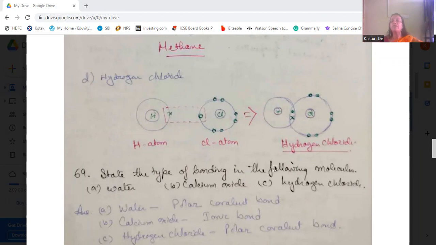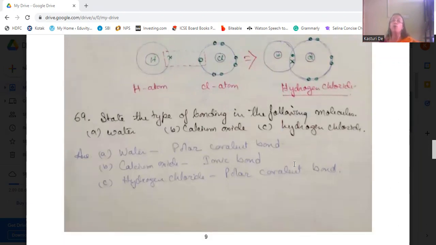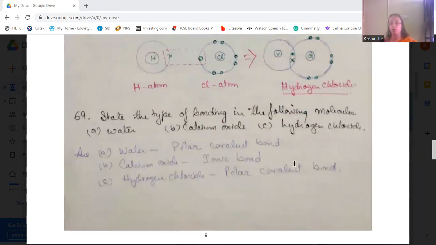Okay. Let's state the type of bonding in the following molecules: water, calcium oxide, and hydrogen chloride. Water will have a polar covalent bond, calcium oxide an ionic bond, and hydrogen chloride a polar covalent bond.